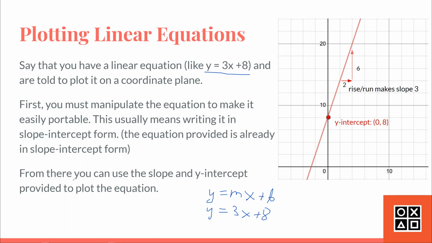From there, you can use the slope and y-intercept provided to plot the equation. If you remember, in the y equals mx plus b equation, m is the slope and b is the y-intercept. So if you look towards this line right here, the point 0, comma 8, which is the y-intercept at 8, is plotted, and then the rise over run, which is the slope, is 3. So that's how this was plotted, by getting the slope and getting the y-intercept.